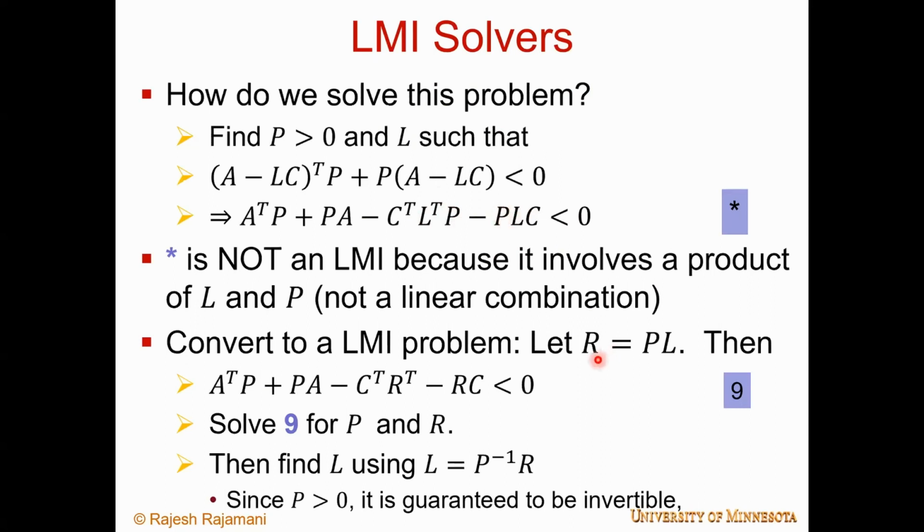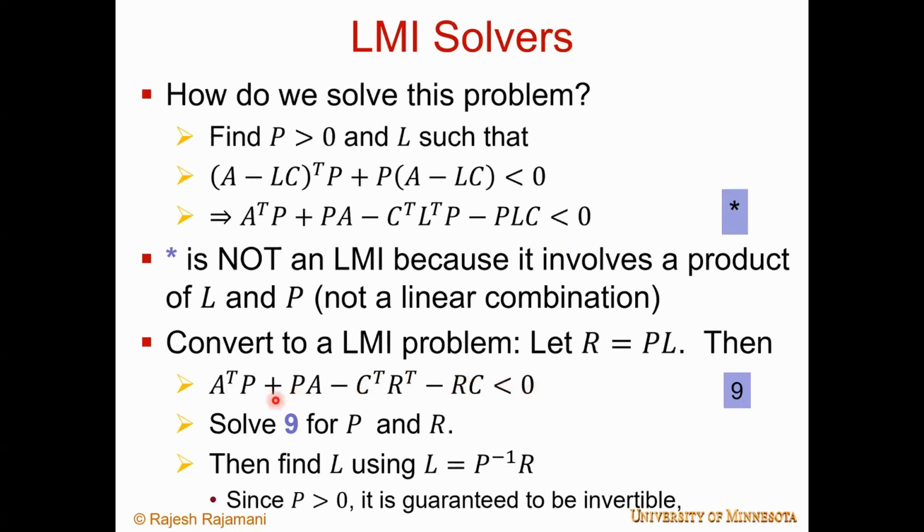What you need to do is define a new matrix R, which is equal to P times L. So R is equal to P times L. When you substitute this into the star equation, you get A transpose P plus PA minus C transpose R transpose minus RC less than 0.